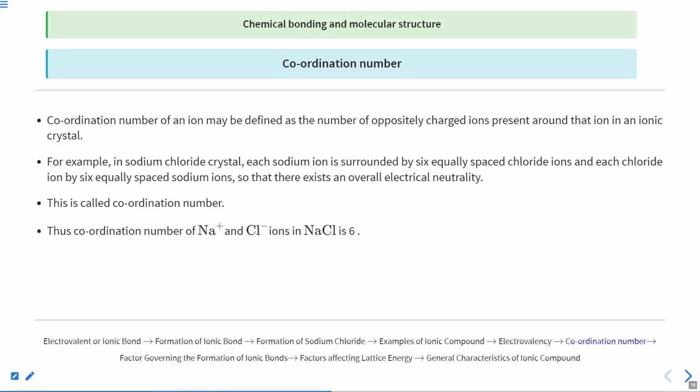Now next is coordination number. The number of moieties that are attached to a single atom is called the coordination number. For example, in NaCl, each sodium ion is surrounded by 6 equally spaced chloride ions. When you see the solid structure of sodium chloride, you will observe that there are 6 Cl minus ions surrounding each Na plus. Similarly, 6 sodium plus ions surround each chloride ion, and this leads to a coordination number of 6.